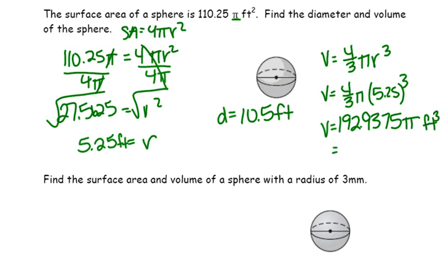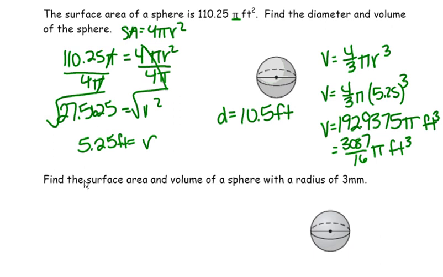I could also do this in fraction form, even though this decimal terminates, which means I'm not rounding, but I could put it in fraction form, and that would give me 3087/16 pi feet cubed. So either one of these two is perfectly acceptable.